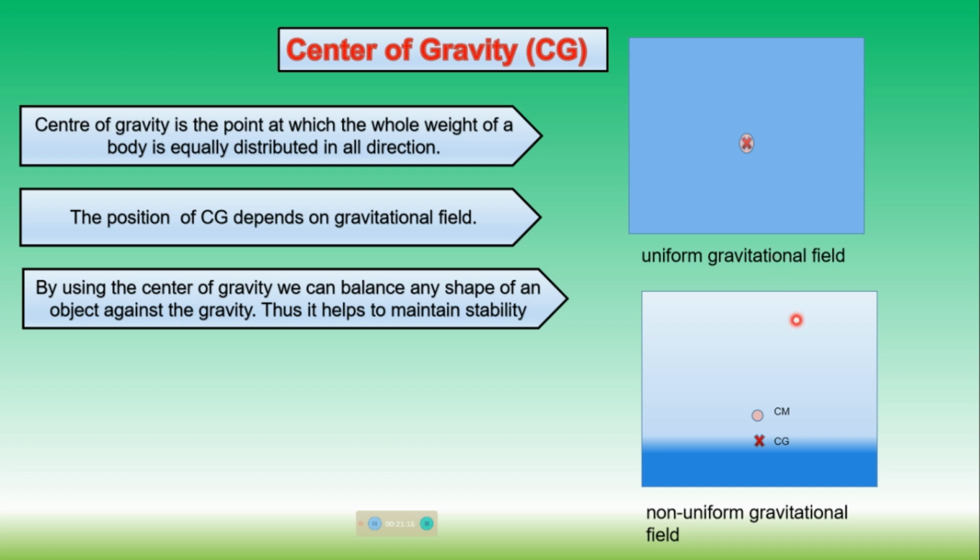But if the object is placed in a non-uniform gravitational field, and let's suppose the field is more intense toward the base of the object, the center of gravity will shift toward the greater field strength. Here the center of gravity is somewhat below the center of mass. So by using the center of gravity, we can balance any shape of an object against gravity. Thus it helps to maintain stability.